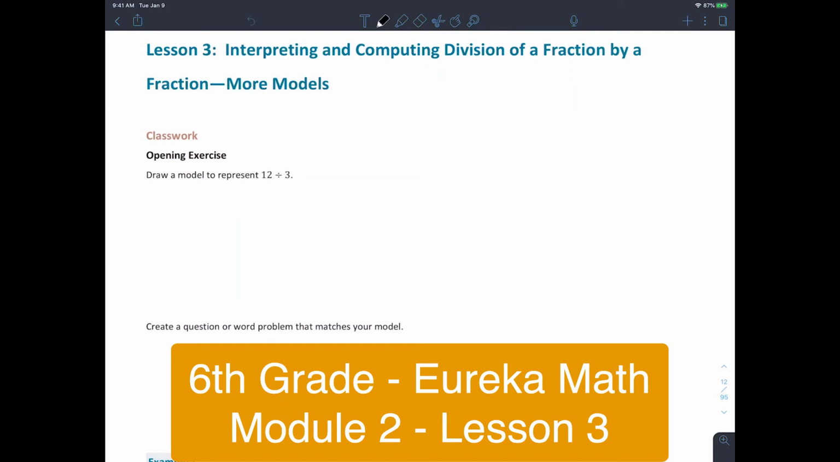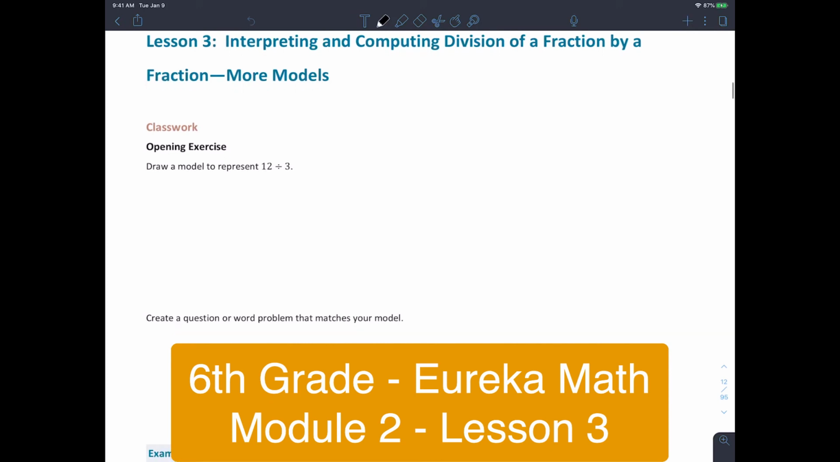All right, let's get started with the lesson. Once again, this is Lesson 3, Interpreting and Computing Division of a Fraction by a Fraction.